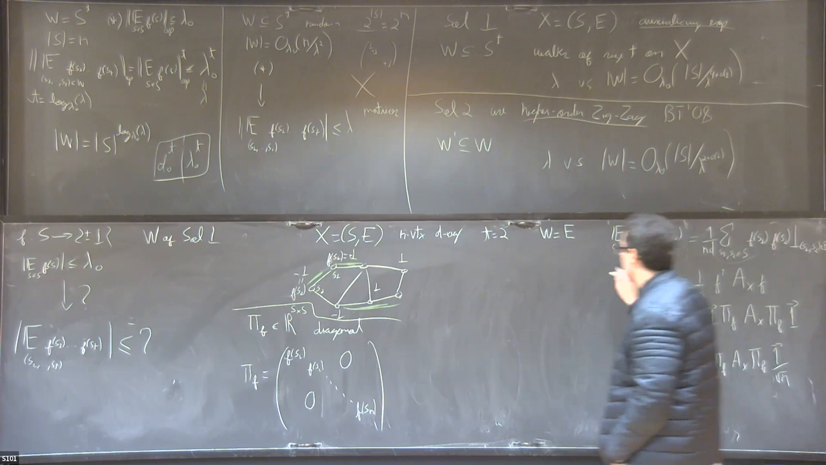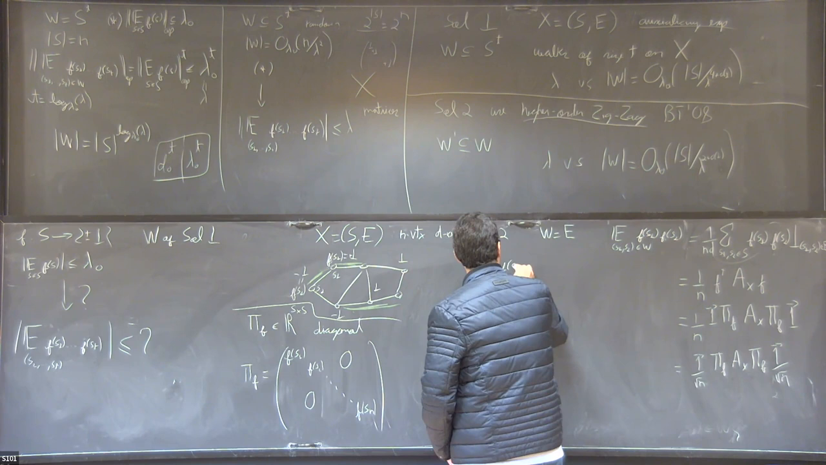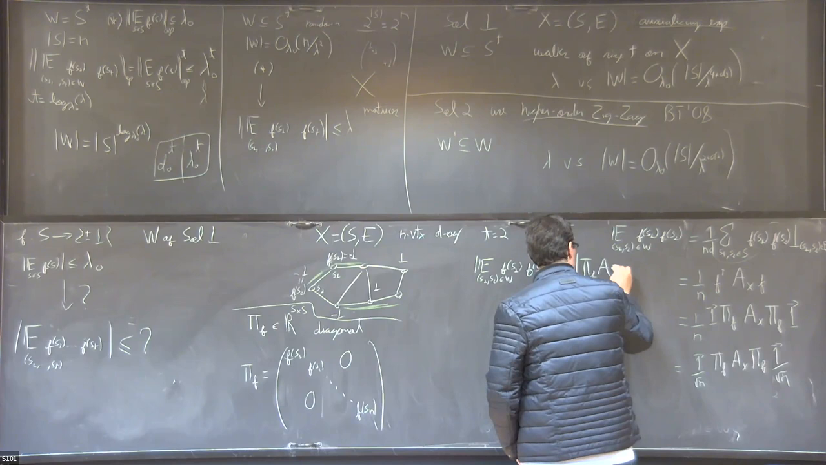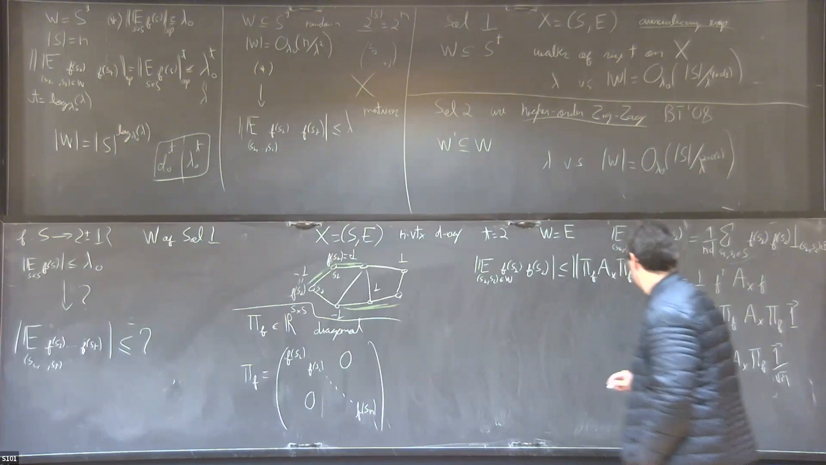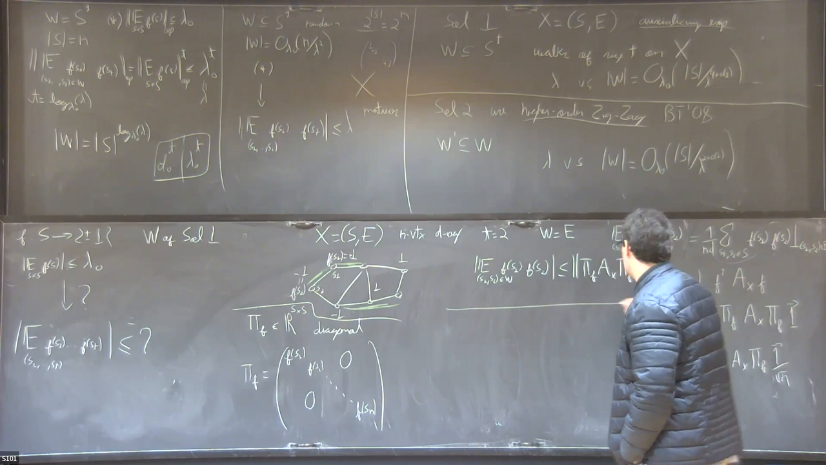So putting these things together, if you want to bound this expectation over S1, S2 belonging to W of F of S1, F of S2, this is going to be at most the operator norm of pi F, A X, pi F. It's sandwiched between two unit vectors, so if you manage to bound this, you're good to go. And this simple proof generalizes for larger values of t.